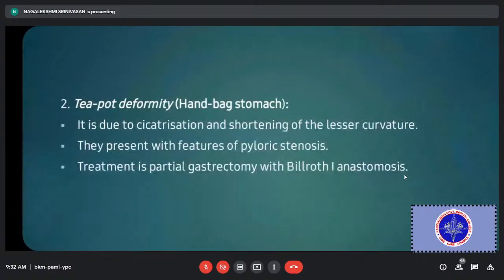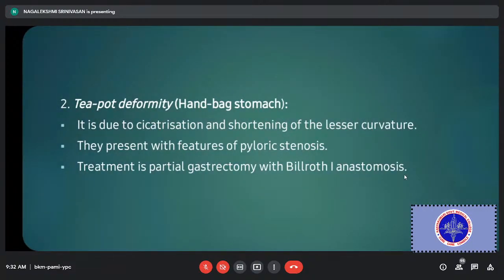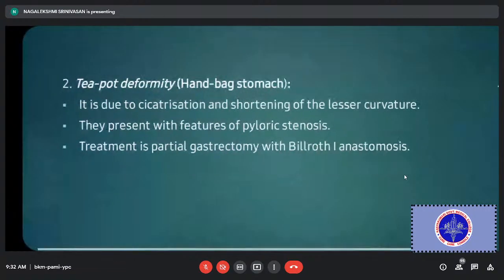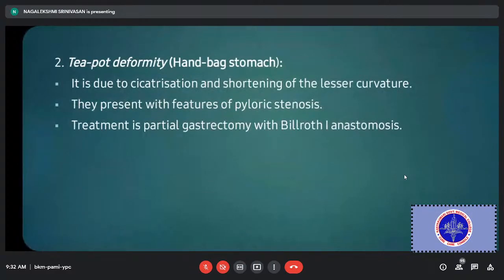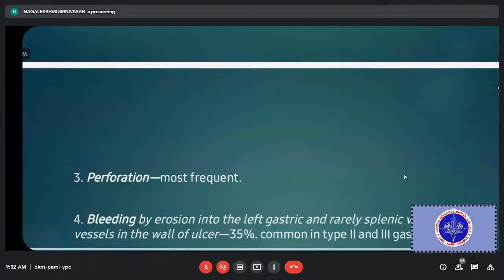Teapot deformity. Here the greater curvature will be hanging like a bag from the narrowed lesser curvature. This is due to cicatrization and shortening of the lesser curvature, and usually the patient will present with features of pyloric stenosis. So we will be doing partial gastrectomy with Billroth 1 anastomosis. We are discussing only the benign ulcers, not the cancer stomach. So we are discussing gastroduodenal, that is Billroth 1 anastomosis.